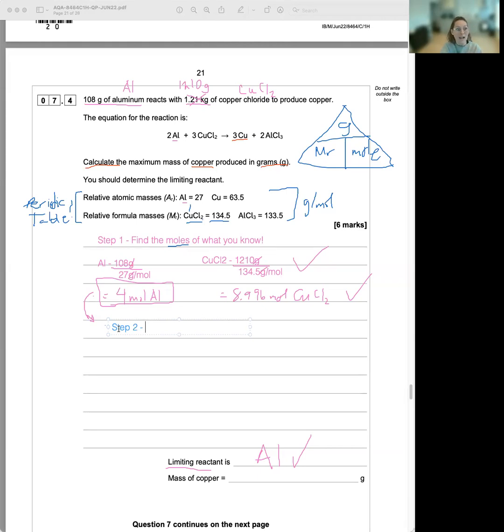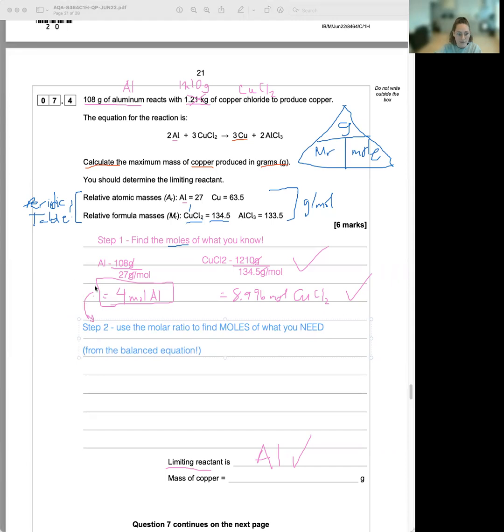So for step 2, every single time, whether it's a 4, 5, or 6 mark question, it doesn't matter. Always, always, always, step 2 is use the molar ratio to find moles of what you need. The thing that you need to calculate. So step 2, we're going to use the molar ratio to find the moles of what you need. Where does this molar ratio come from? It comes from the balanced equation. So you don't worry about anything else, you just worry about the balanced equation.